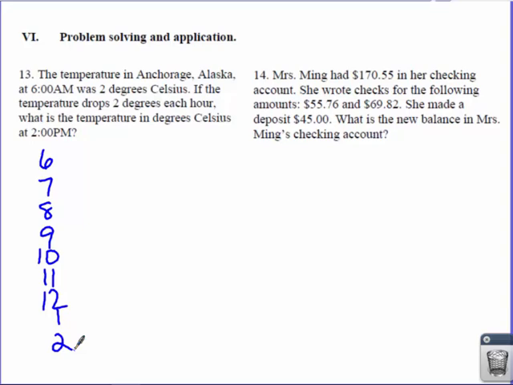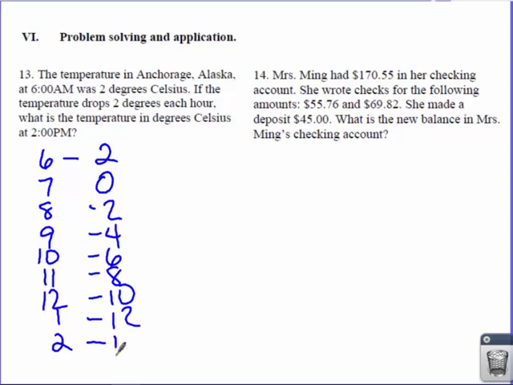Okay, so there's a couple of ways that you can do this one. Mathematically, you could write a math problem, or you could just say at 6 a.m., it's 2 degrees. Then it's going to drop 2 degrees every hour. So at 7 o'clock, it's 0. At 8 o'clock, it's -2. At 9 o'clock, -4. At 10 o'clock, -6. At 11, -8. At 12, -10. At 1, -12. And at 2, -14 degrees. So that's one way that you can do this.